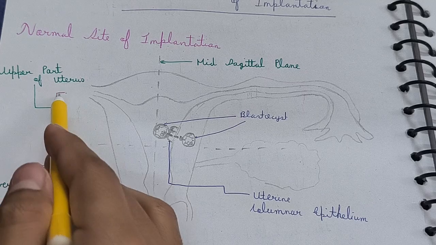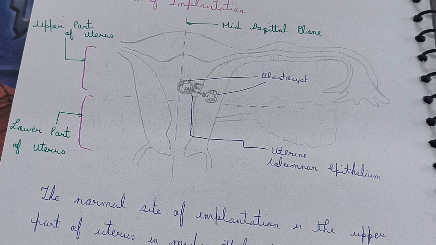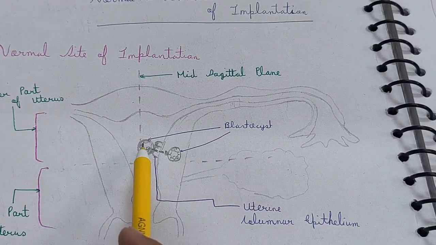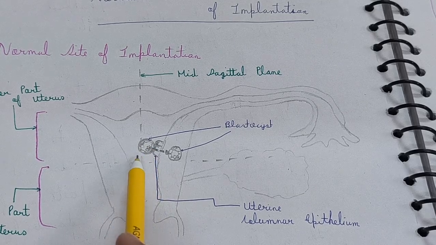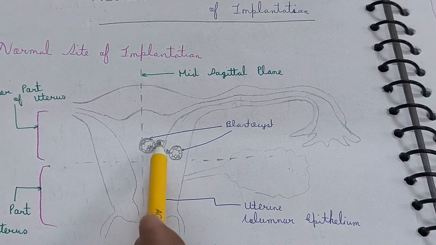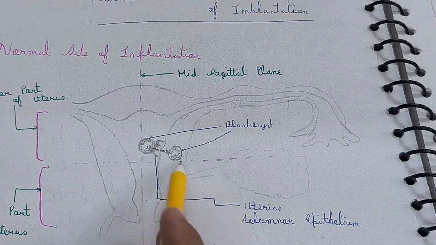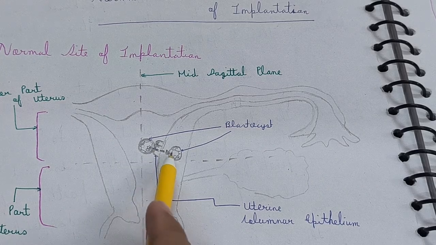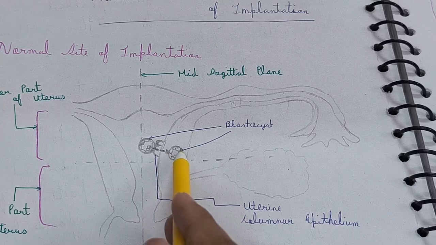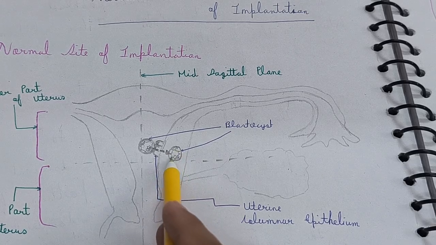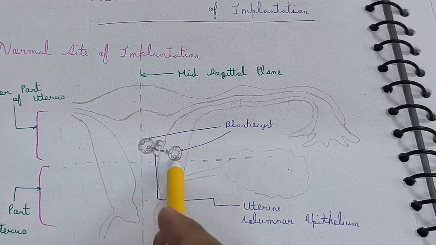upper part of uterus, and this is the lower part of uterus. You also know that by the sixth or seventh day of intrauterine life, the blastocyst first attaches to the uterine columnar epithelium and starts to penetrate, so that it completely reaches the whole thickness of the endometrial stroma, and this is known as implantation.